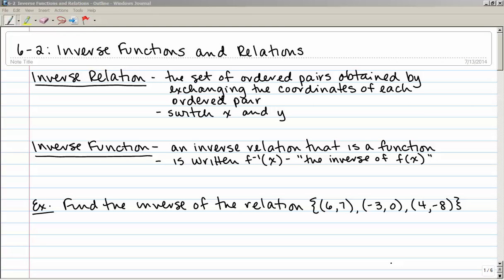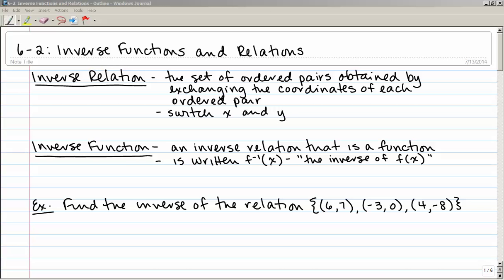Section 6.2 is on inverse functions and relations. An inverse relation is the set of ordered pairs obtained by exchanging the coordinates of each ordered pair. So a relation is just a set of ordered pairs. To get the inverse of that relation, you just switch the x and y in each ordered pair.